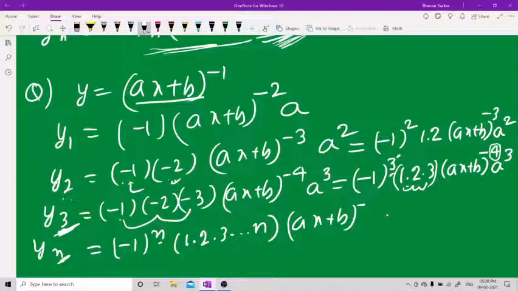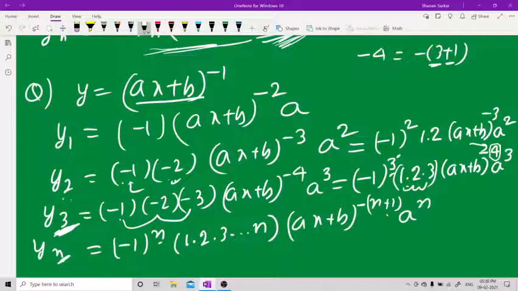So this minus 4 can be written as minus 3 plus 1. See, this is 3. This is now 3 plus 1. This minus 4. So you can write minus n plus 1 and a to the power of n. That does the job. And what is this? N into, now see it in the reverse direction. Ulta direction pe dekho. N into n minus 1. This term will be n minus 1 up to 3, 2, 1. And this is nothing but n factorial.